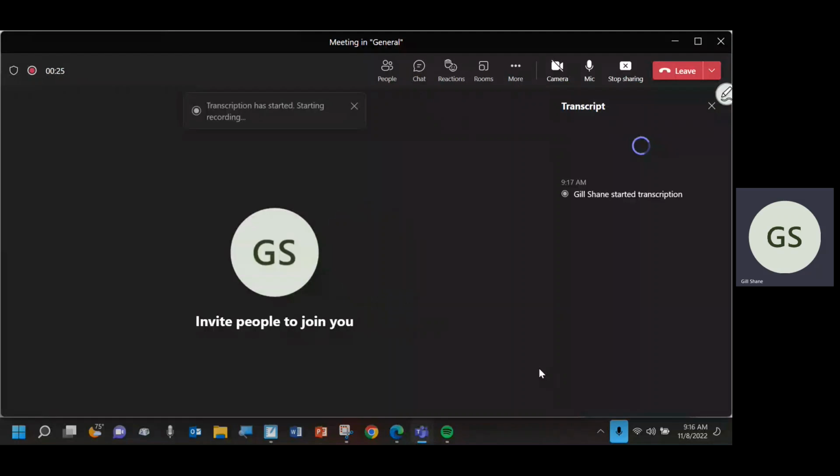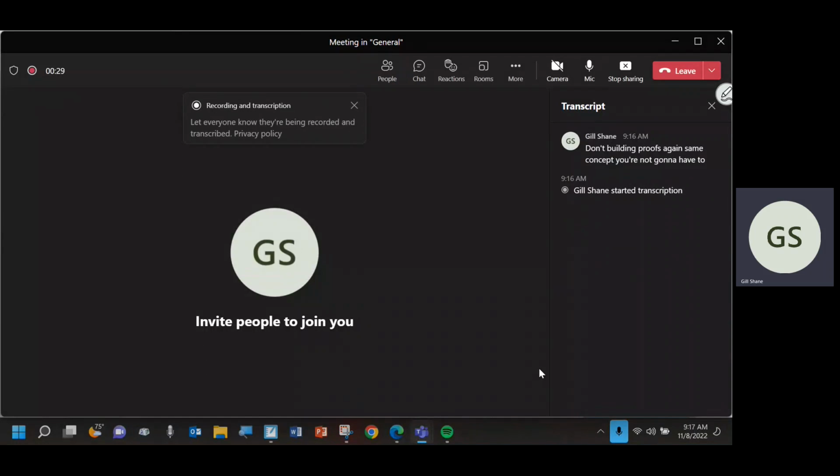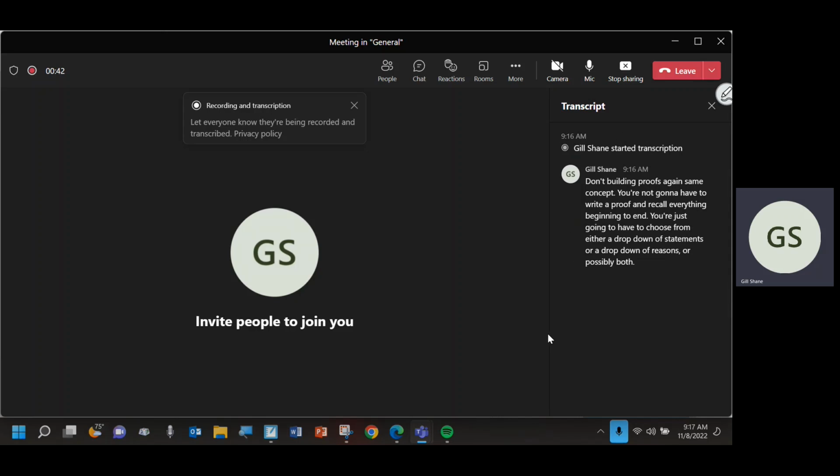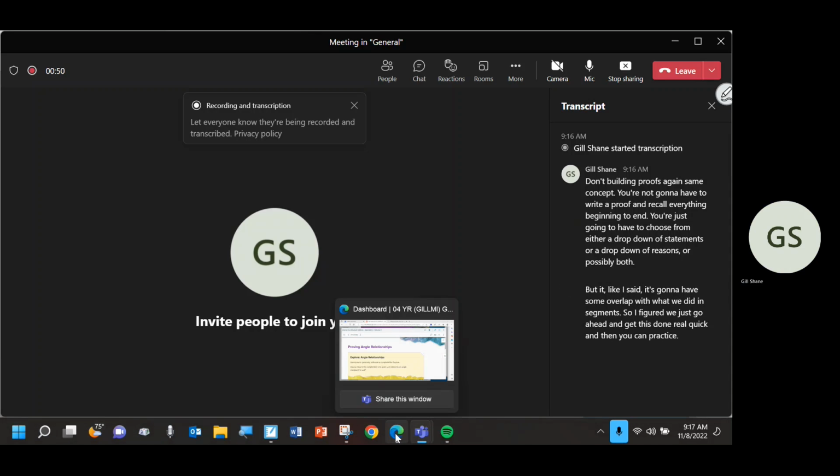Proofs. Again, same concept. You're not going to have to write a proof and recall everything from beginning to end. You're just going to have to choose from either a drop down of statements or a drop down of reasons, or possibly both. But like I said, it's going to have some overlap with what we did in segments. So I figured we'd just get this done real quick, and then you can practice the IXL.